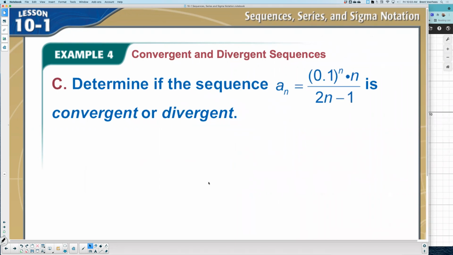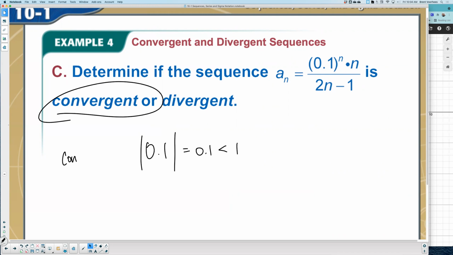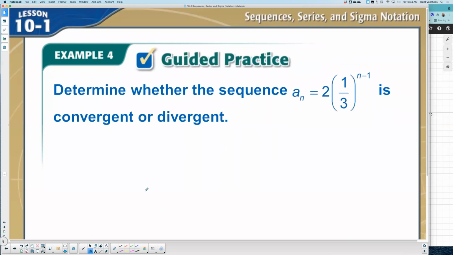All right, part C. What is my base? Again, base always has the power. What's the base? Okay, 0.1. The absolute value of 0.1 equals 0.1. Is that less than or greater than 1? Less than 1. That means it's going to be convergent. Since it's convergent, since the absolute value of 0.1 is 0.1, which is less than 1. Which brings you to your DOL.